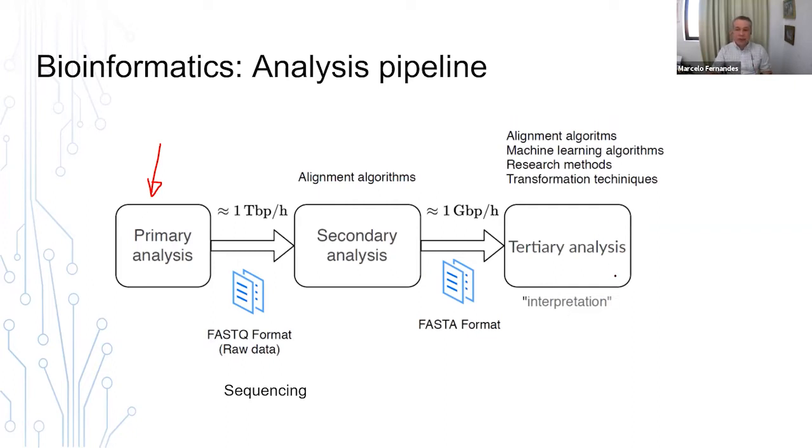And you have the tertiary analysis, where you can use alignment algorithms, machine learning algorithms, research methods, and other algorithms. In the tertiary analysis, you figure out the features of the virus, the features of the organism. In this part you have the FASTA file. The FASTA file is the file that has all the segments of the organism, in our case the virus.